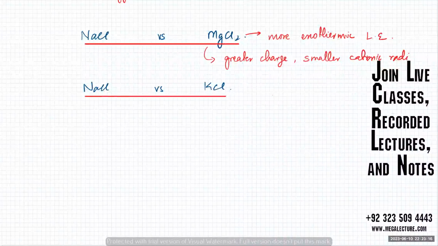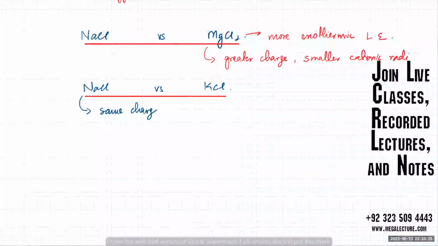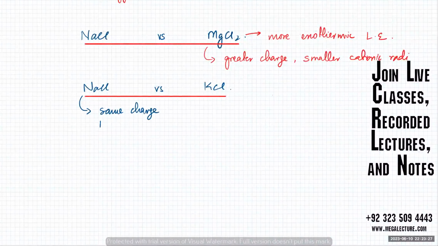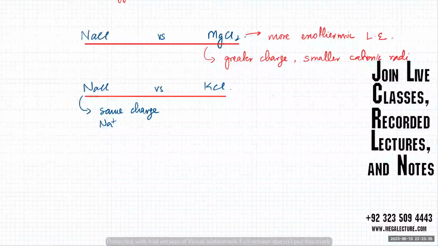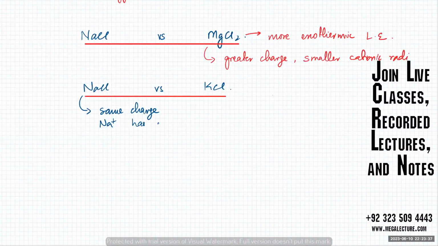So they both have the same charge. Charge is the same, but Na has the smaller radius. In this case, it's Na. But why is it Na? Is it because it has 11 protons, whereas the other one has 19? It's got an extra shell. You're moving down the group, right?